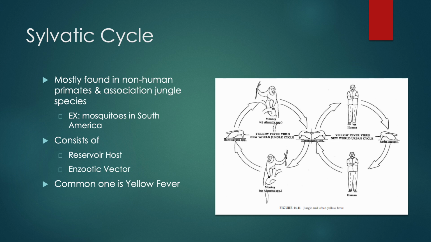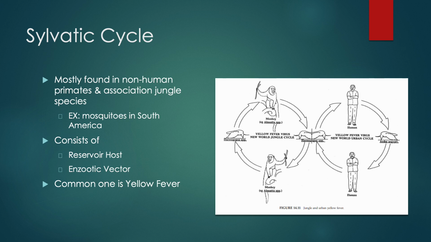They maintain this cycle happily because it just keeps going, and it doesn't generally cause high mortality in non-human primates. Again, we call the non-human primates the reservoir host, and we call the associated sylvan vector the enzootic vector. So it's maintained in this big old sylvatic cycle. As I covered, the reservoir host would be the non-human primates, and the enzootic vector would be the associated sylvan vector.